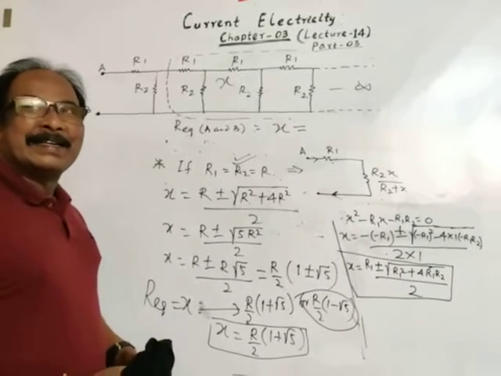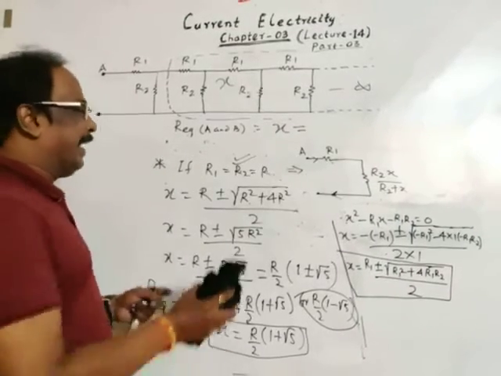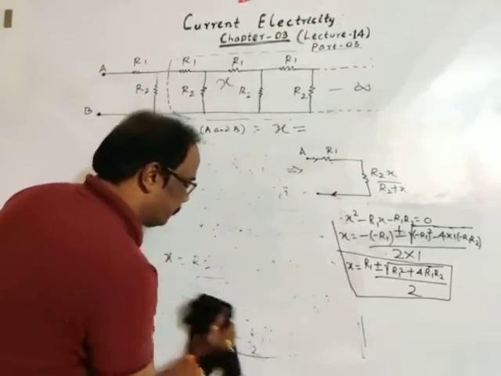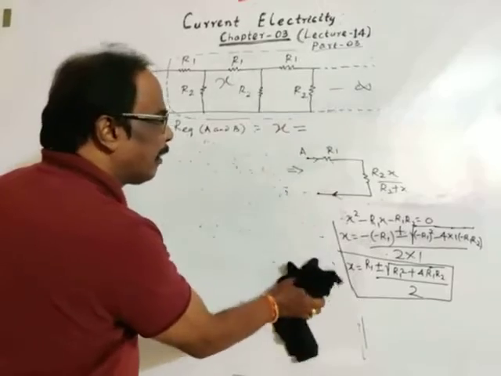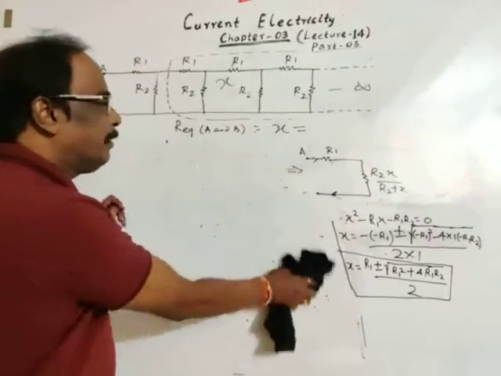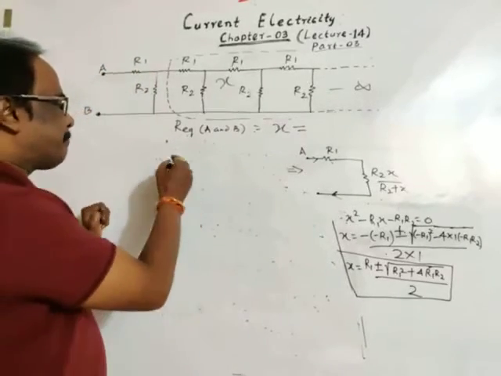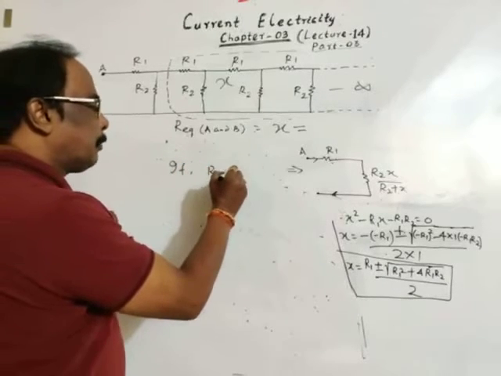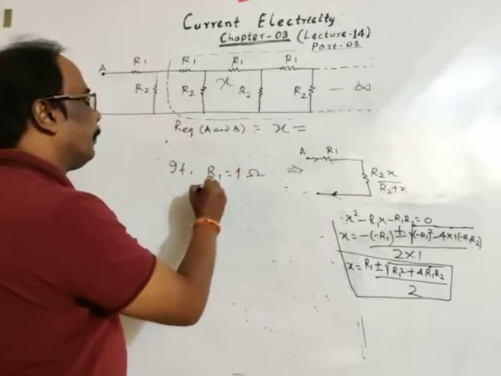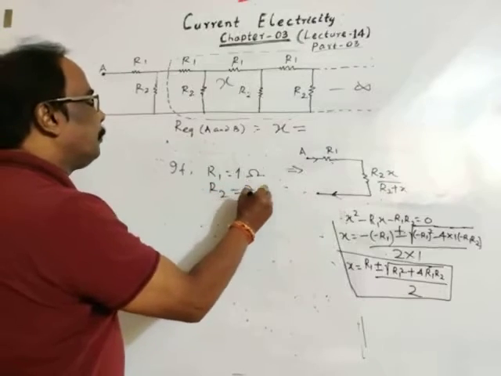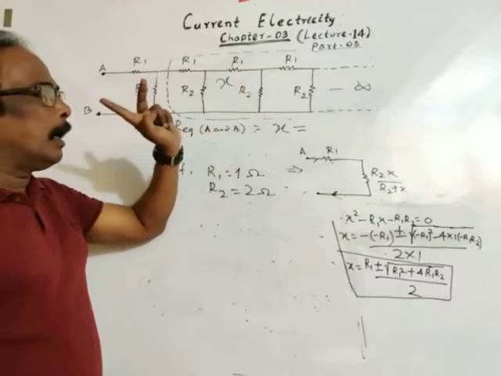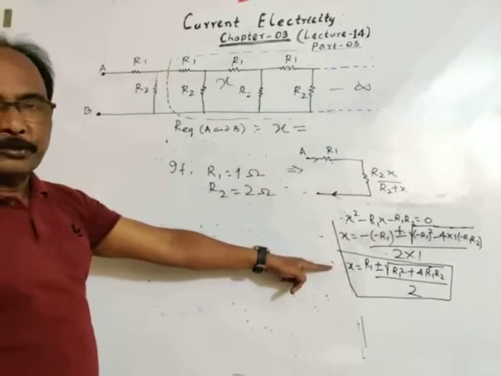Will I erase it? Okay. Suppose the values are given like this. If R1 is equal to, let's say, 1 ohm, R2 is equal to 2 ohm. 1 ohm, 2 ohm, 1 ohm, 2 ohm, and so on. Then we will use this.